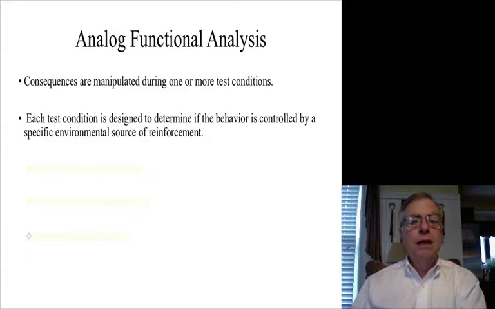In the analog functional analysis, consequences are manipulated during one or more test conditions. And what you'll see in the 1982 study is we repeated these test conditions a number of times. Each condition is designed to determine if the behavior is controlled by specific environmental sources of reinforcement. Again, in the beginning, attention, escape from demands, and sensory stimulation were the three major ones. And if you remember that 2x2 matrix, that's basically what three of those four cells in that 2x2 matrix speak to.